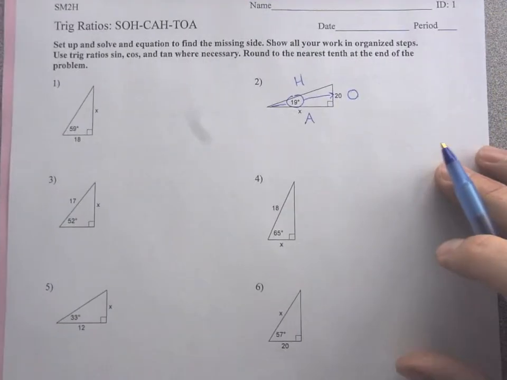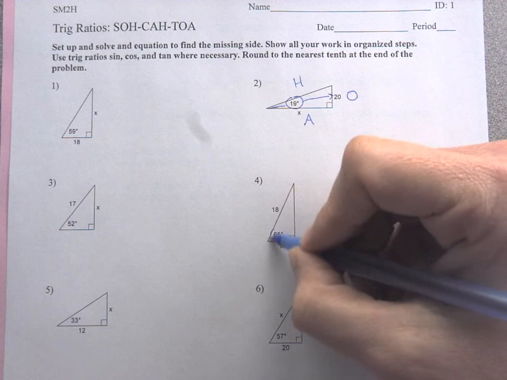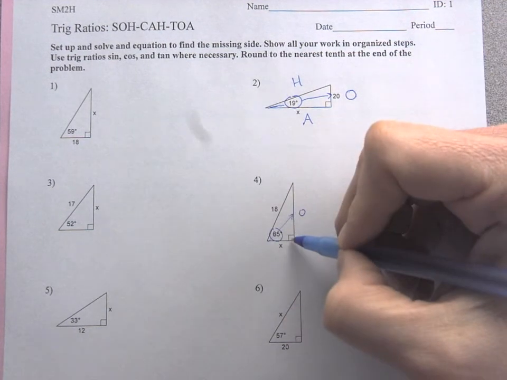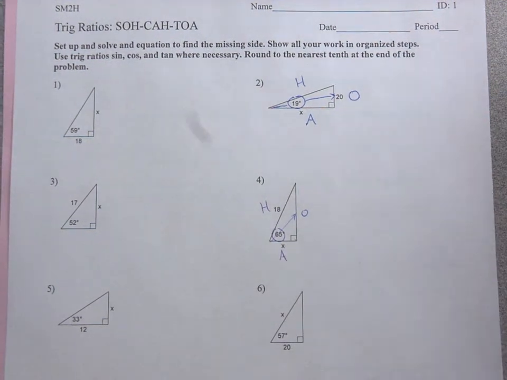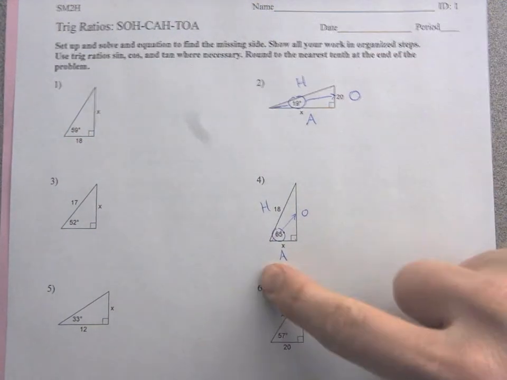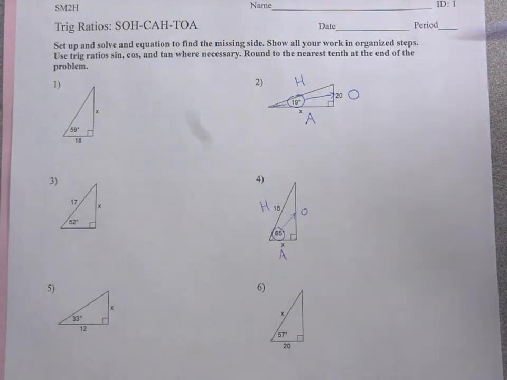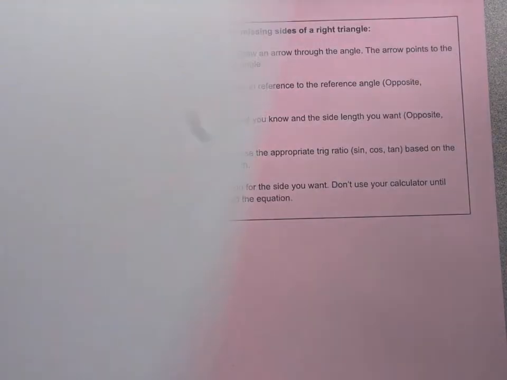So let's label one more just for practice. So in this case, I would say, okay, here's the reference angle. That makes this the opposite. Hypotenuse is across from the right angle. That makes this adjacent. Okay? So depending on where your reference angle is, your opposite side could be in a different position. It's all based on where that angle is, based on the reference angle. Okay, so that's step 1 and 2.